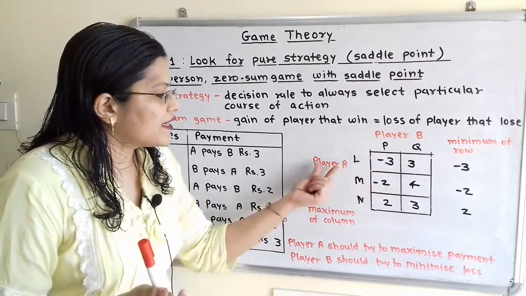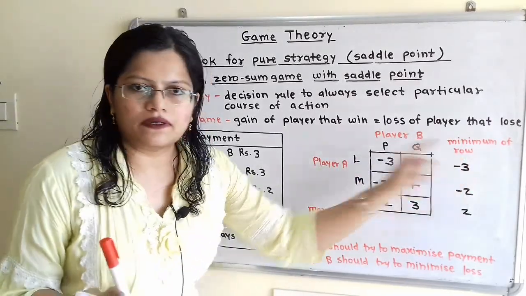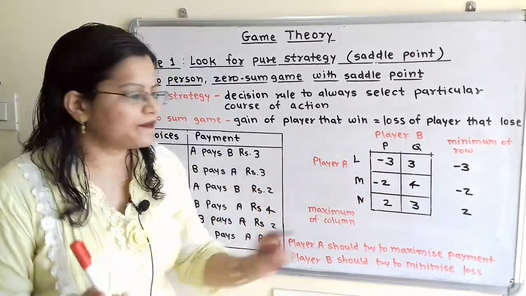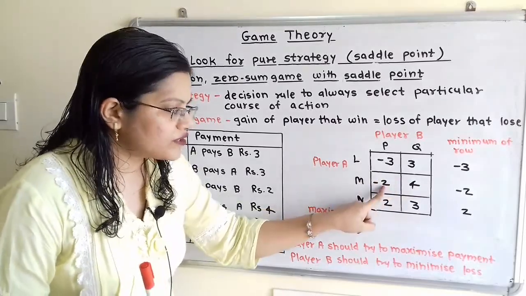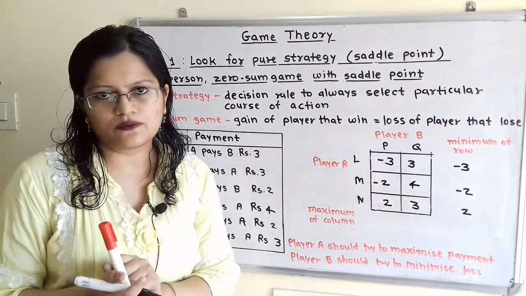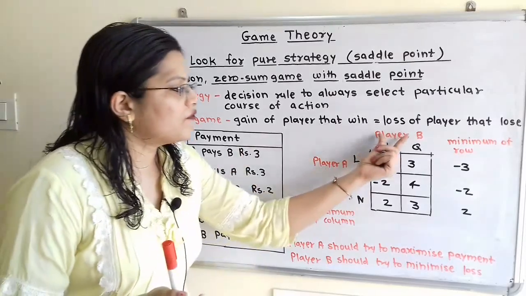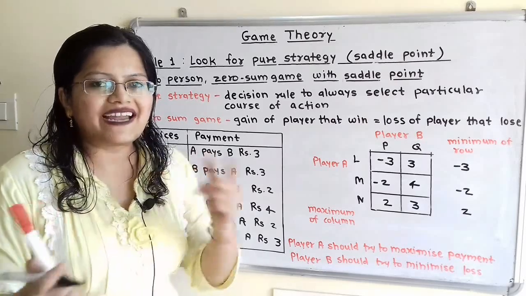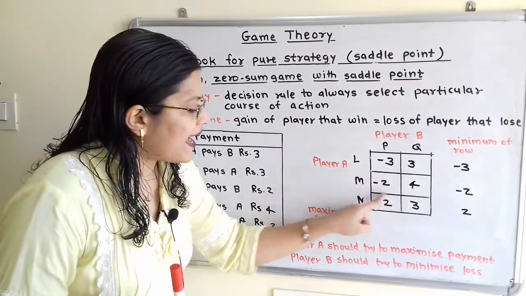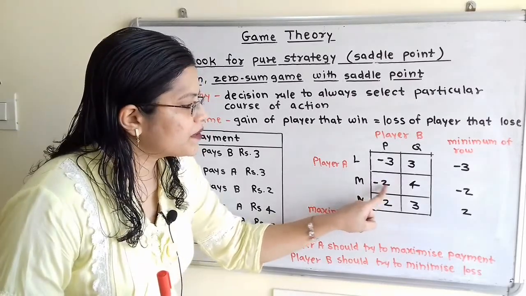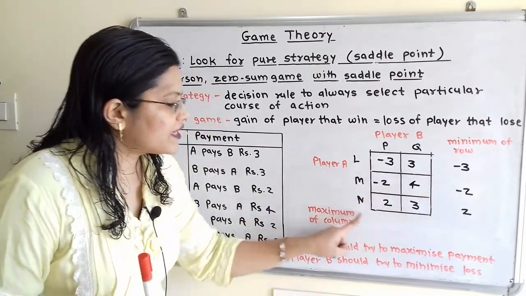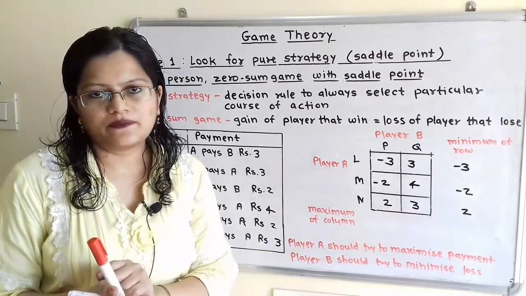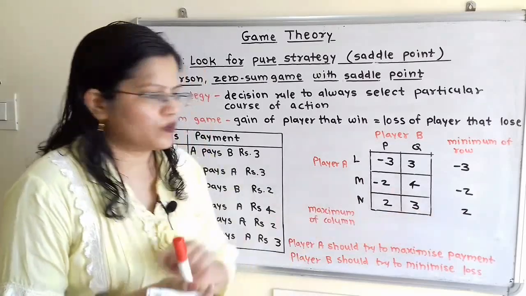So now he has to select this minimum number. In the same way, if he chooses this strategy M, then in between this he will lose rupees 2 or he will get rupees 4. Now it will depend on what strategy or choice is selected by the player Q. So that is not known, so he has to choose the minimum number. So the minimum number is -2. Now if he selects the strategy N, then he will get rupees 2 or rupees 3. So the minimum number is 2.